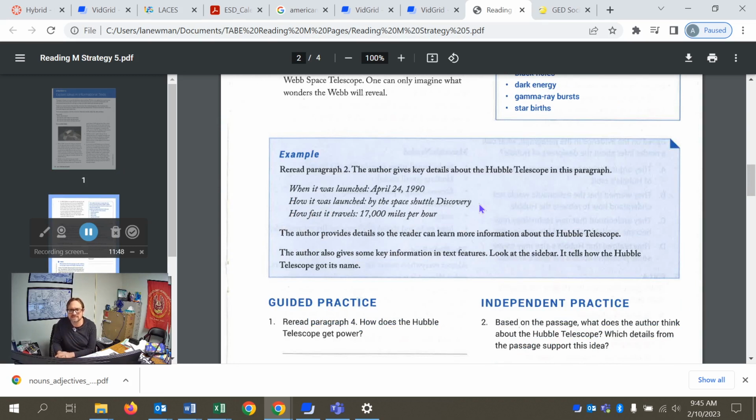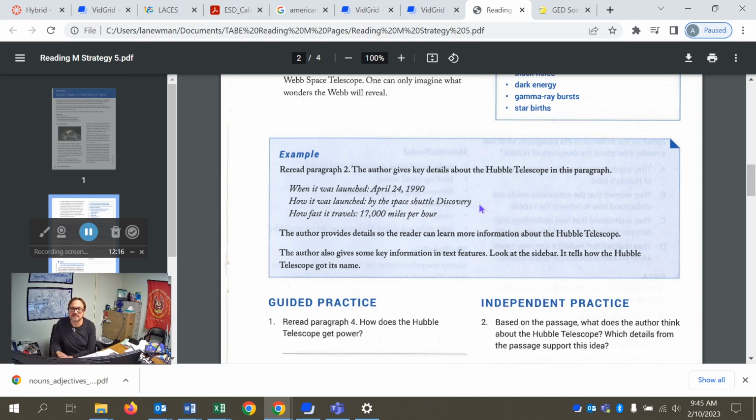All right, the author gives key details about the Hubble telescope in the paragraph. When it was launched, April 24th, 1990. How it was launched by the Space Shuttle Discovery. Hopefully you have an image in your mind of the Space Shuttle and what it looked like, although if you're younger you may not. People my age certainly do. How fast it travels, 17,000 miles an hour in orbit around the Earth. The author provides the details so the reader can learn more information about the Hubble telescope.